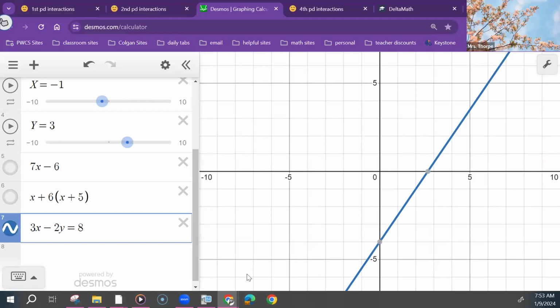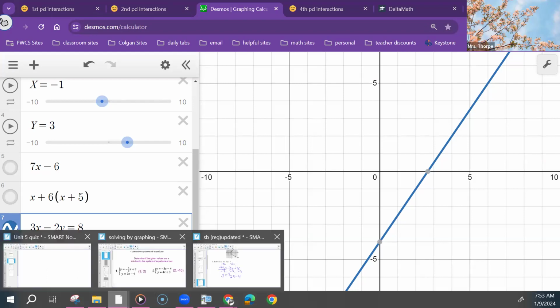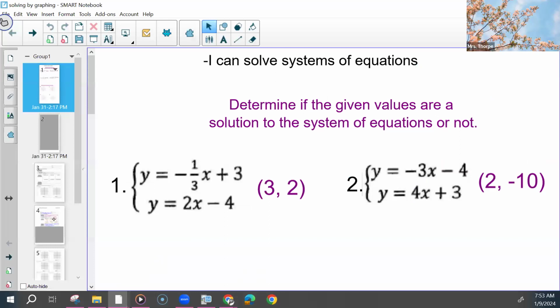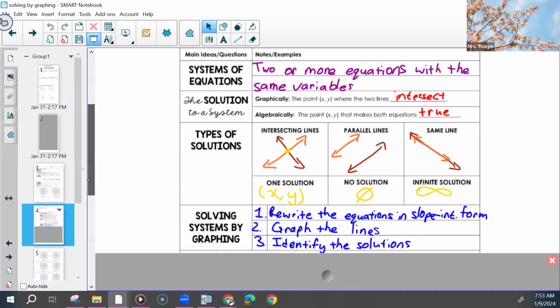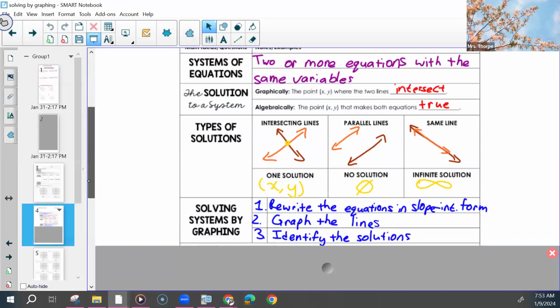All right. So this unit, we're continuing linear functions and equations, and we're going to be talking about systems. So go ahead and take out your notes. And I'm going to give you some definitions and vocab that I want you to go ahead and fill in.